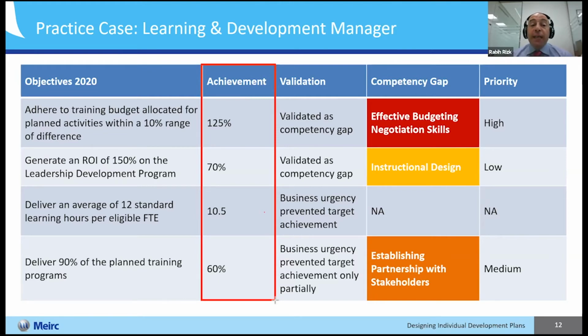In terms of the ROI generation, the ROI on the leadership development program was only 70% instead of 150. This is almost 55% behind target, which is significantly below expectations. The number of training hours delivered per eligible full-time employee were 10.5 instead of 12, and 60% of the training plan, the planned programs, have been delivered instead of 90.